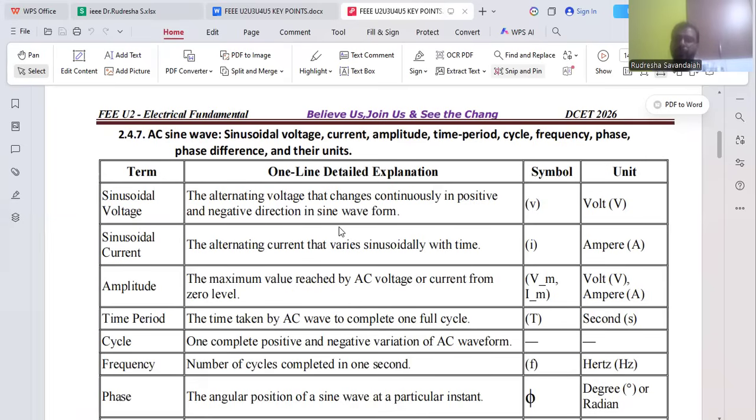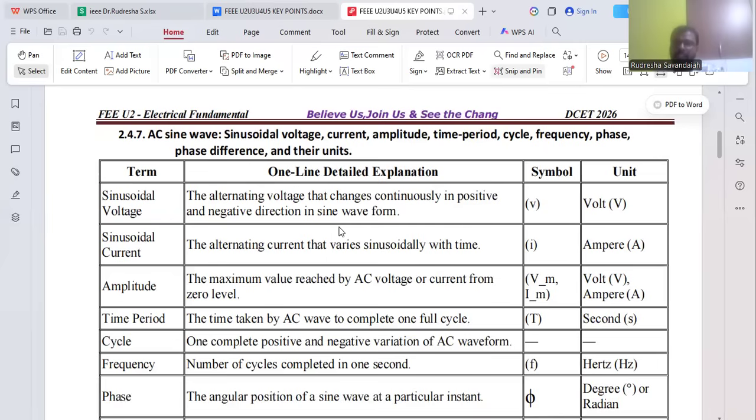What is the meaning of amplitude? Amplitude means the maximum value reached by AC voltage or current from zero level. The symbol is V, and the units are volt, V, and ampere, A.